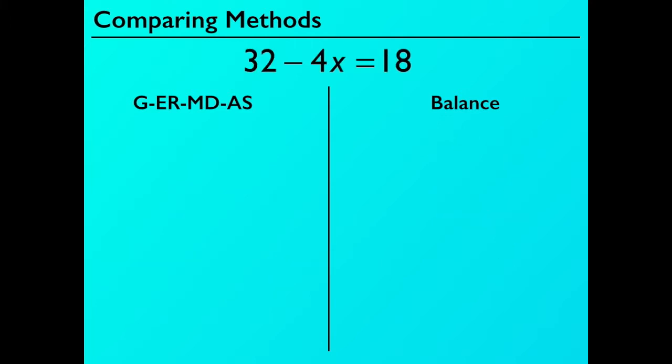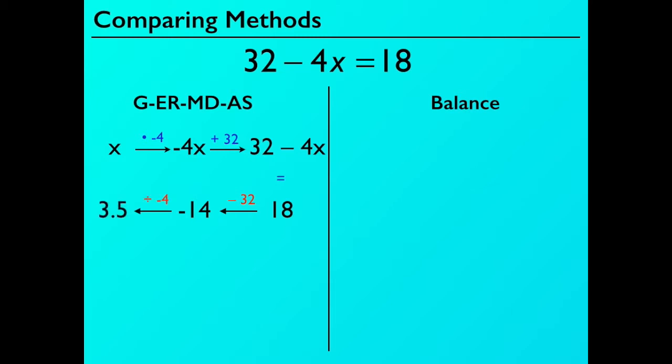32 minus 4x is equal to 18. We start with an x, we times it by negative 4 to get negative 4x, we add 32 to get 32 minus 4x. The equation tells us that's equal to 18. So we minus 32 to get negative 14. And we divide by negative 4 to get 3.5. Again, we work backwards to solve.